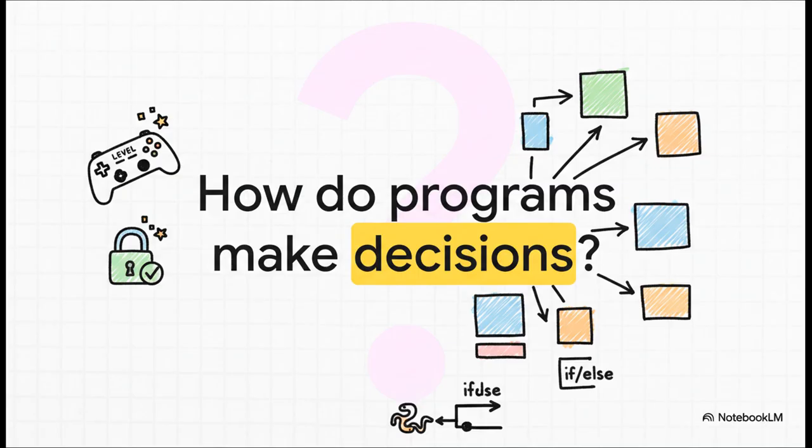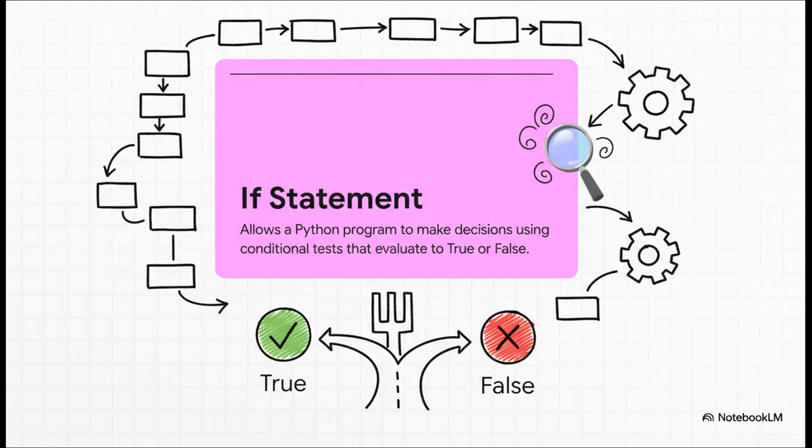I mean, think about it for a second. How does a video game know you've just leveled up? Or how does a website know your password is the right one? It's not magic, right? It all boils down to this one simple question. How do programs actually make decisions? Well, turns out they're just really, really good at following the specific rules that we give them. And the big answer, well, it's the if statement.